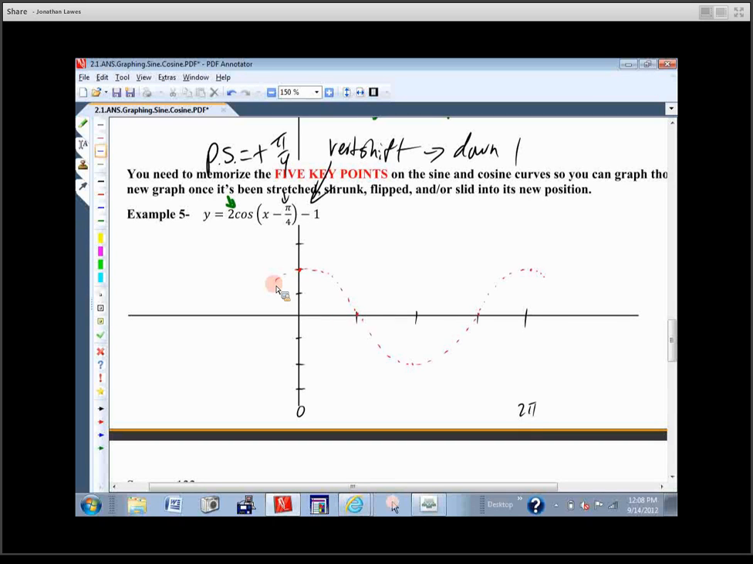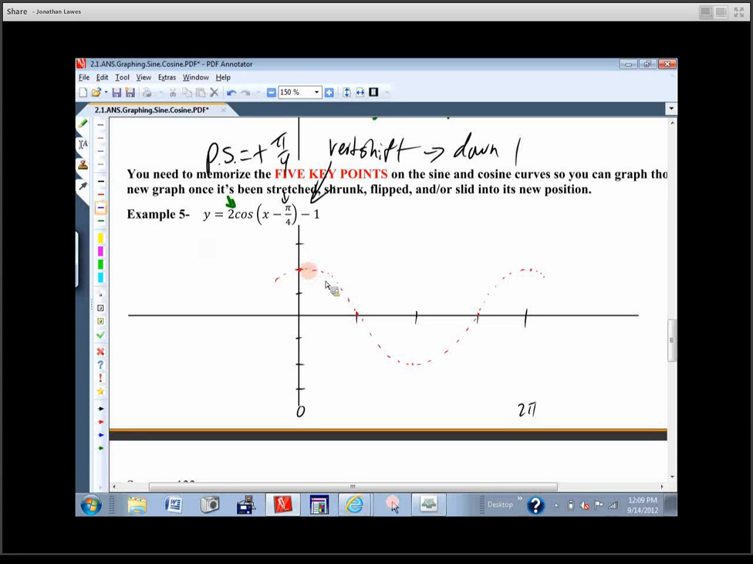It's not in the right place. So I need to do 2 things with it. I need to take all those points and move them to the right pi fourths, which is going to change which coordinate? The x coordinate. And I need to slide them down 1 unit, which is going to change the y coordinate. So to graph the final answer, this is what I'm going to do.